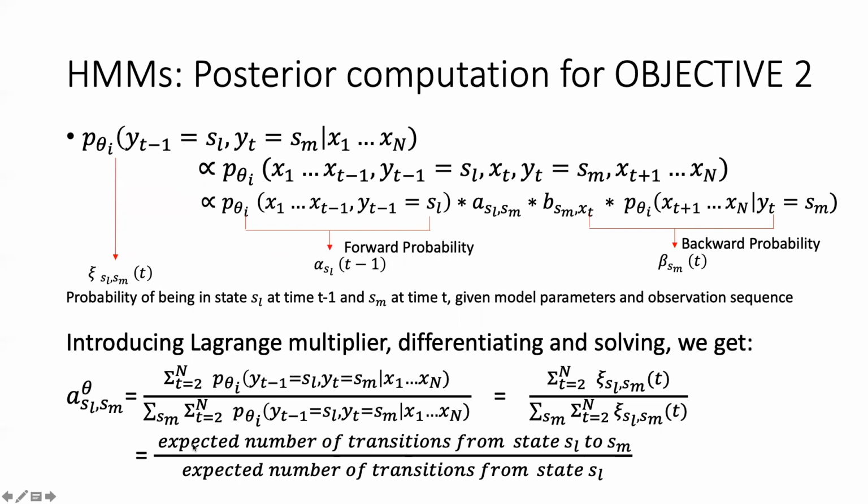The solution is similar to the solution we arrived at in the supervised approach, where we have the number of transitions from state SL to SM. Since in unsupervised learning we don't have access to the labeled data, what we did here is to estimate and approximate it using soft labels. That's the difference between the supervised and unsupervised approaches.